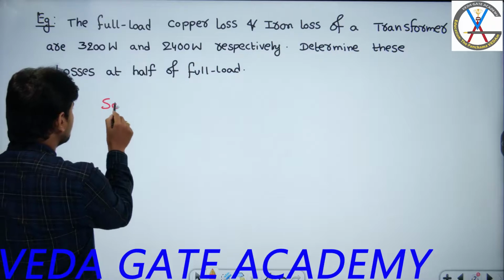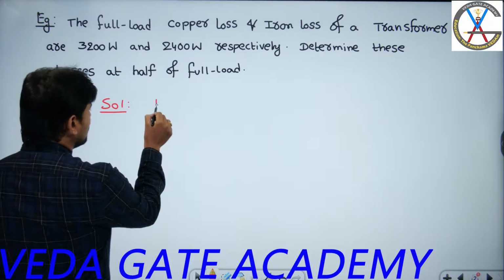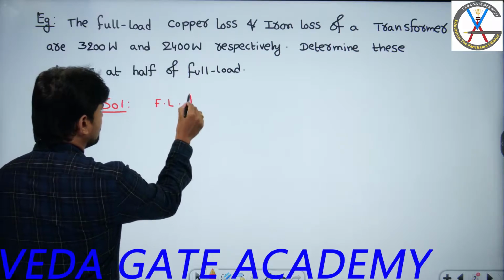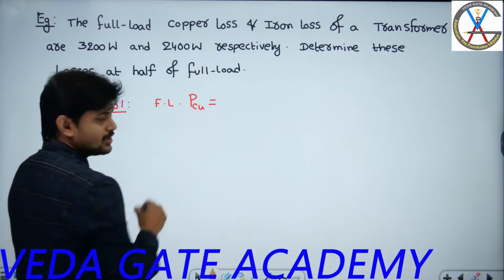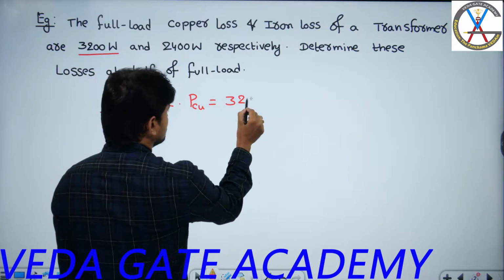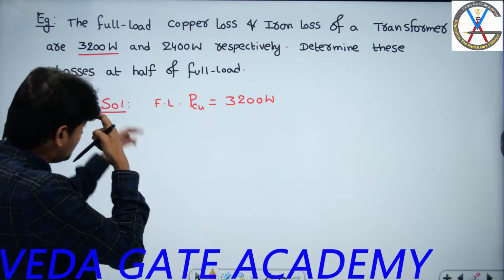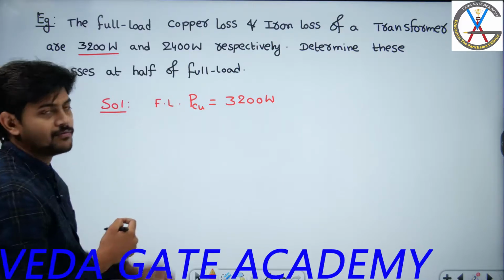So first we will try to understand what is the data. They have given that the full load copper losses, how much they have given? The full load copper losses they have mentioned as 3200 watts, right? Now, what is our interest? Our interest is to determine these losses at half of the full load.